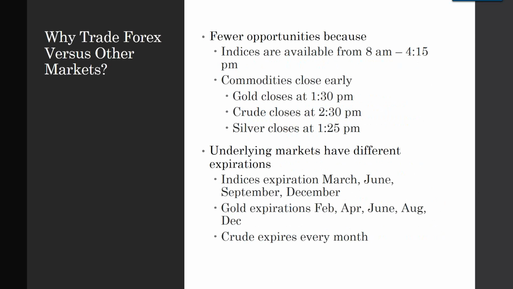For example, the indices expire March, June, September, and December. Gold expires February, April, June, August, and December, and crude expires every other month.